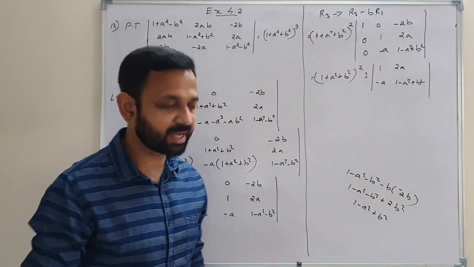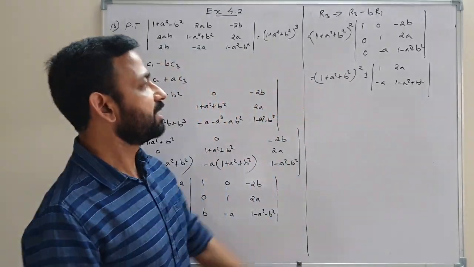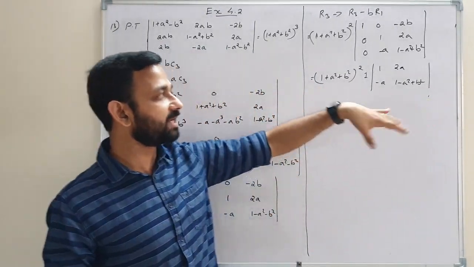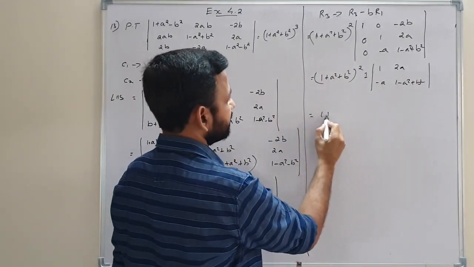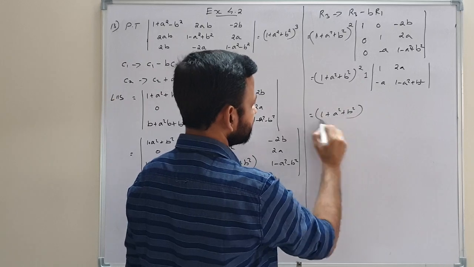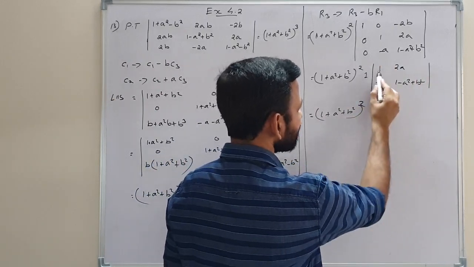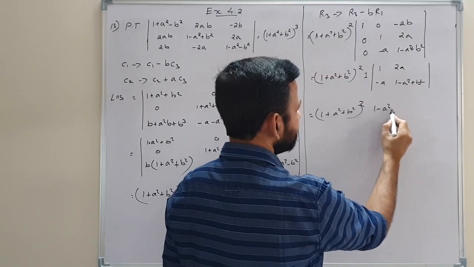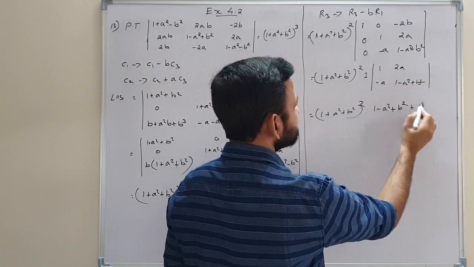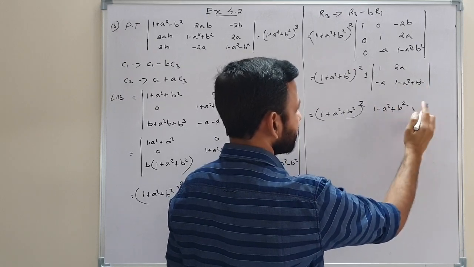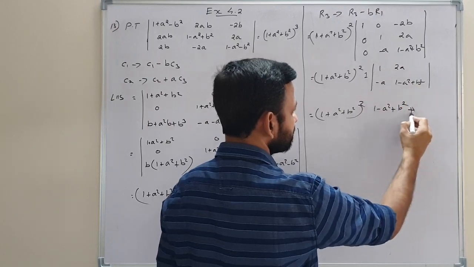Now we can expand in the normal way. This is a 2 by 2 determinant. By using the properties, we reduced it into 2 by 2. So we can write 1 plus A square plus B square raised to the power 2, then the 2 by 2 determinant: 1 into this one, that is 1 minus A square plus B square, then plus, minus into minus A into 2A. Minus A into 2A, that is minus 2A square. So plus 2A square.